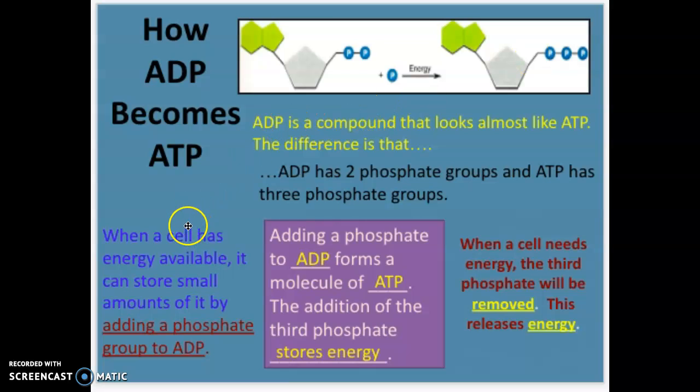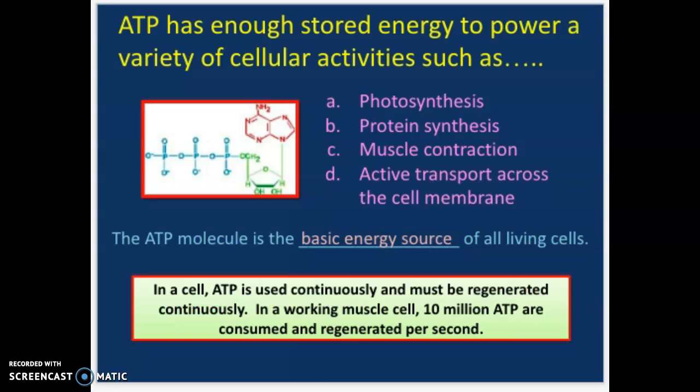When a cell has energy available, it can store small amounts by adding that phosphate group to the ADP. Adding phosphate forms the molecule ATP, and the addition of the third phosphate group is where we're able to store the energy. When a cell needs energy, the phosphate group will be removed and energy will be released. So there's this constant exchange of energy. Once it's used, then it's got to be powered up. The energy for powering up this molecule comes from sugars, the glucose.